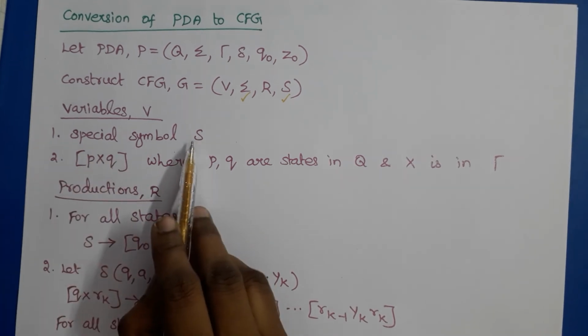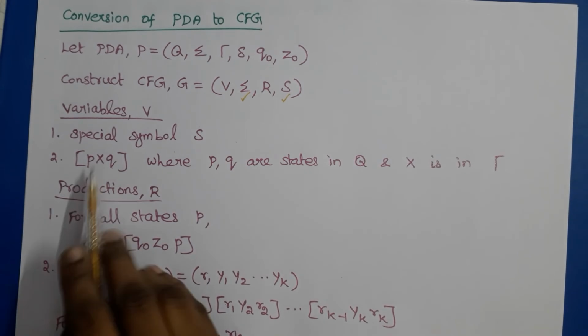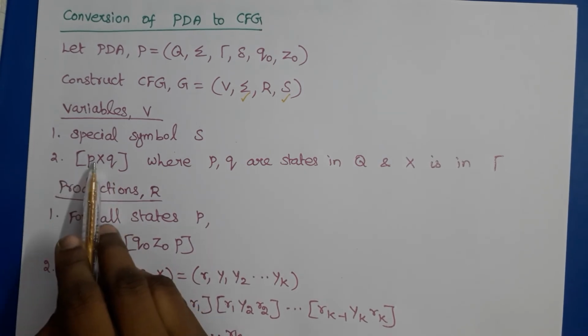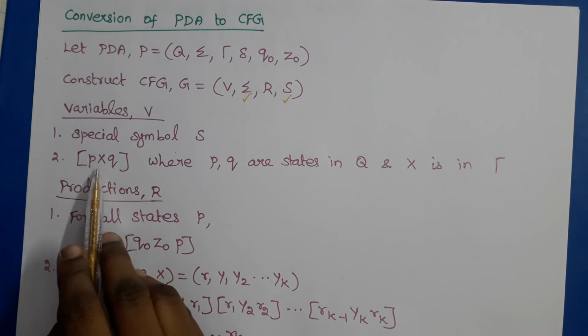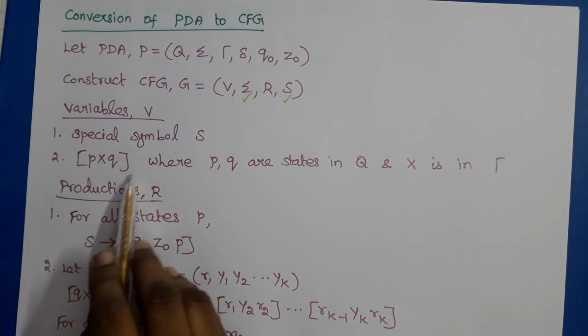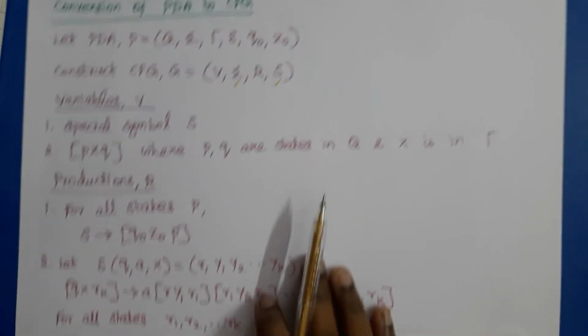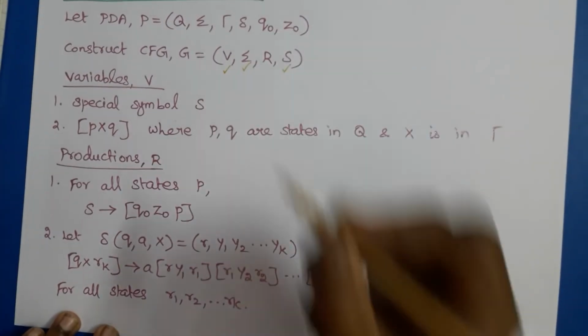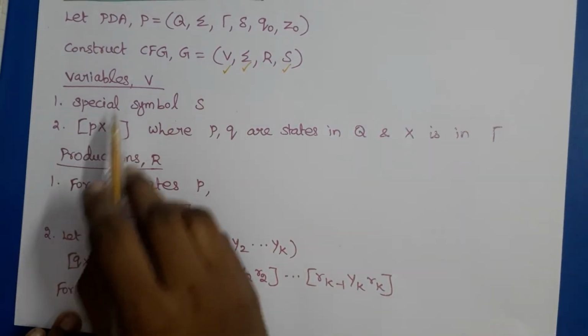S is considered as one variable. Other variables must be formed for all possible combinations of the states and all possible combinations of the stack symbols. So we have to construct variables like this. Those are the variables formed by following these 2 rules.